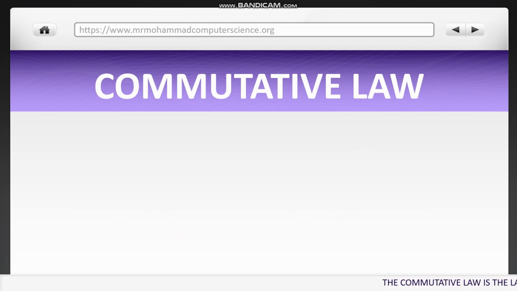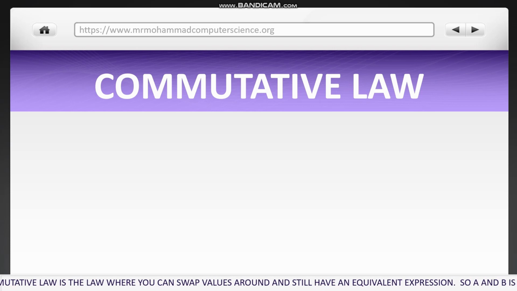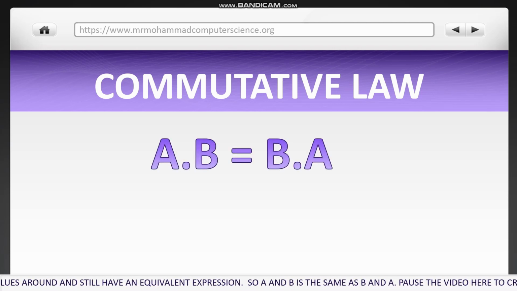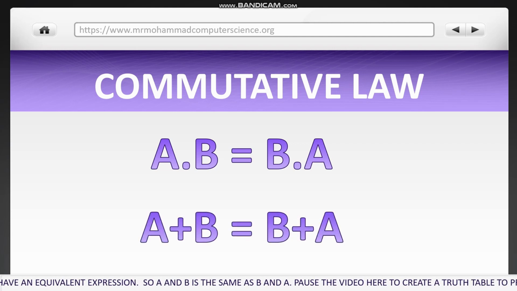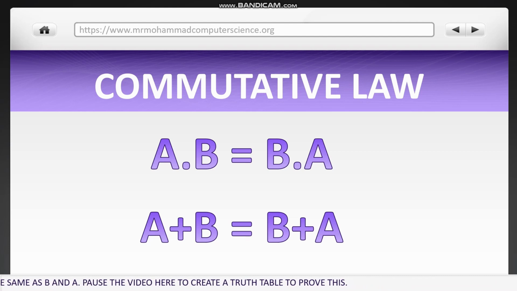The commutative law is the law where you can swap values around and still have an equivalent expression. So A and B is the same as B and A. And the same with A or B is the same as B or A. Pause the video here to create a truth table to prove this.